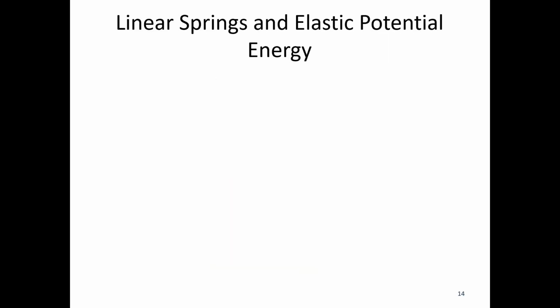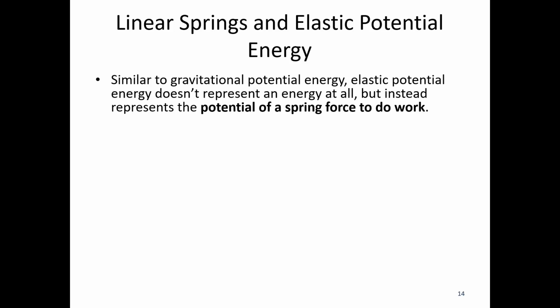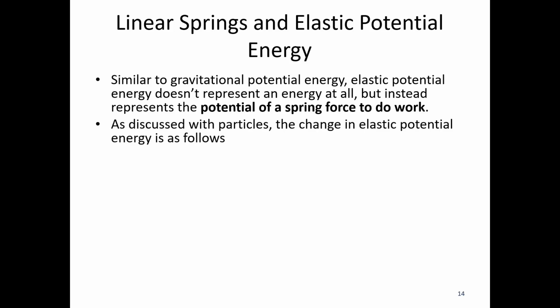Last up is linear and torsional elastic potential energy. Starting off with linear springs and elastic potential energy. Similar to gravitational potential energy, elastic potential energy doesn't represent an energy at all, but instead represents the potential of a spring force to do work. As discussed with particles, the change in elastic potential energy is as follows. Delta PE is equal to 1/2 k x final squared minus 1/2 k x initial squared.